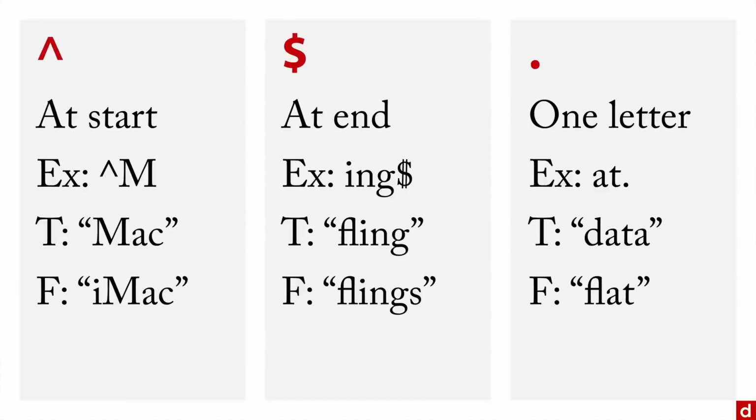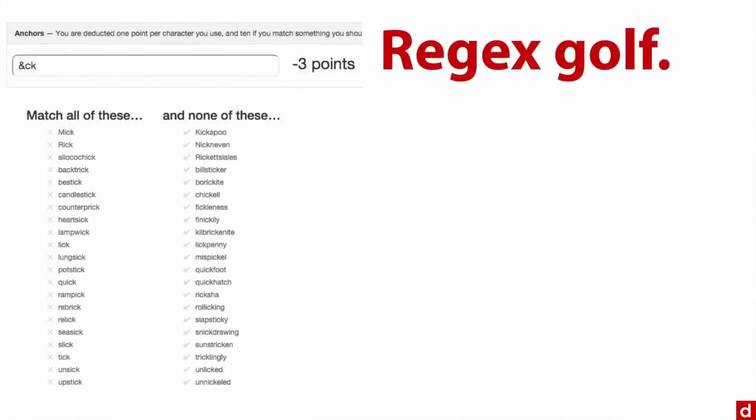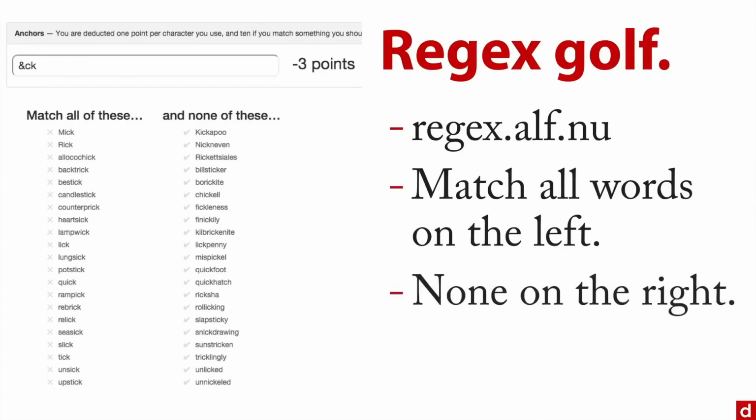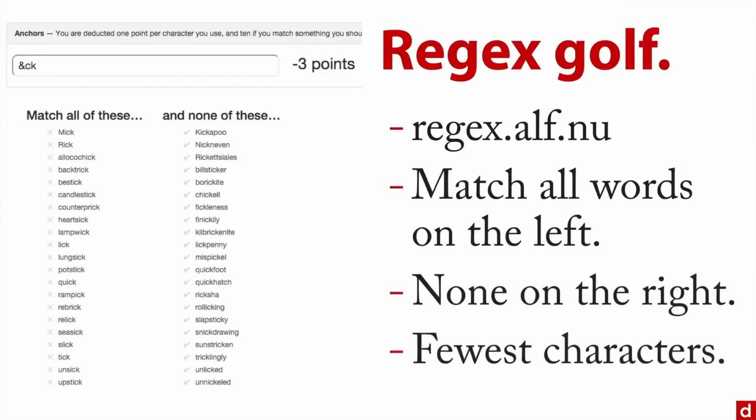Now, one interesting thing about this is you can actually treat this as a game. I love this website. It's called regex golf, and it's at regex.alf.nu. What it does is it brings up lists of words, two columns, and your job is to write a regular expression in the top that matches all the words in the left column and none of the words in the right column, and that uses the fewest characters possible. And you get a score. It's a great way of learning how to do regular expressions and learning how to search in a way that's going to get you the data that you need for your projects.